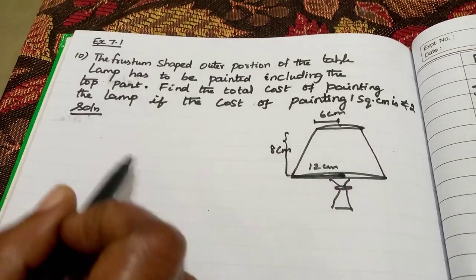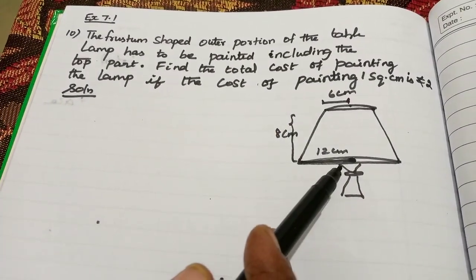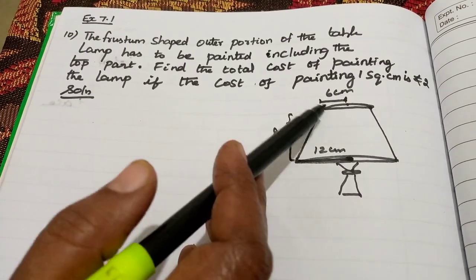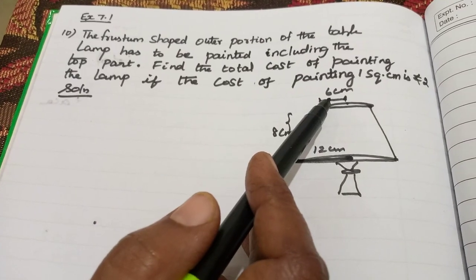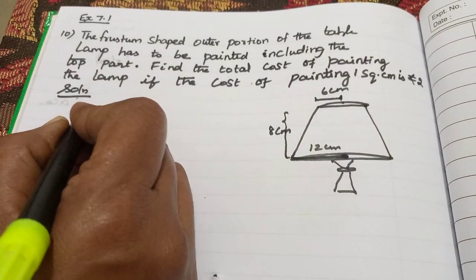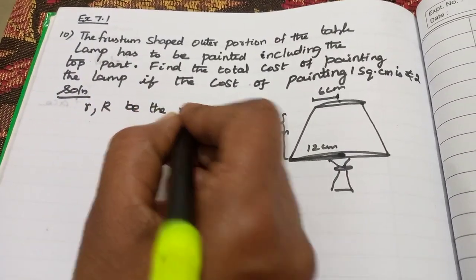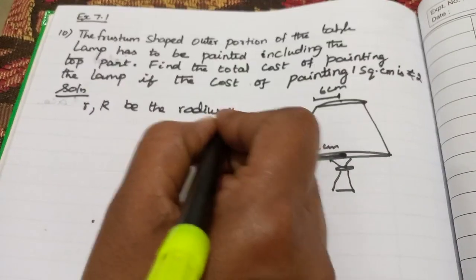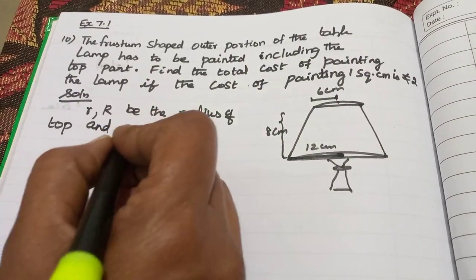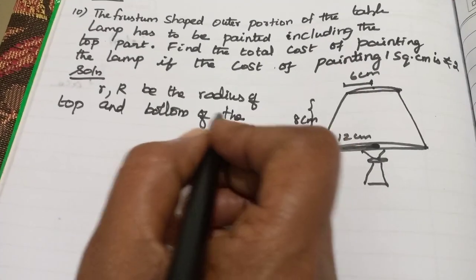What are the values given? Let us write. The top radius is given as 6 cm, the bottom radius is given as 12 cm and the height is given as 8 cm. So height is equal to 8 cm. Let us take the top radius as small r. The bottom radius let us take as capital R. So let's write small r, capital R be the radius of the top and bottom of the lamp.